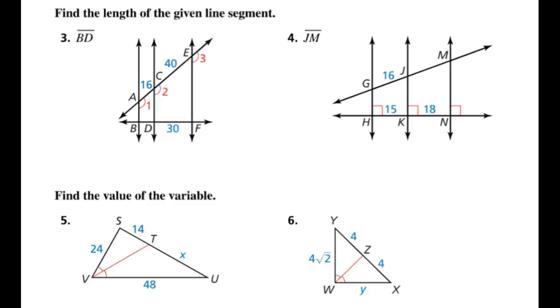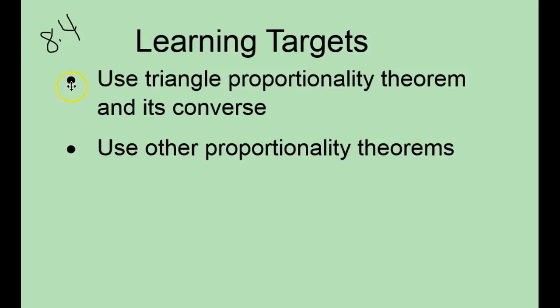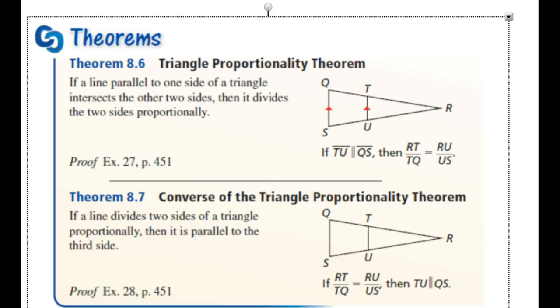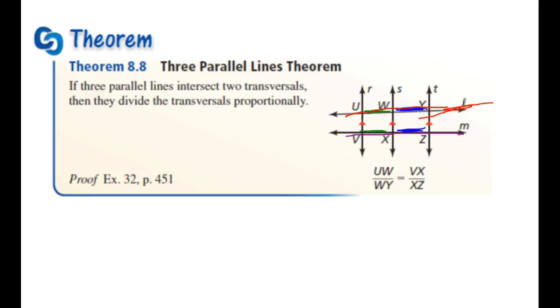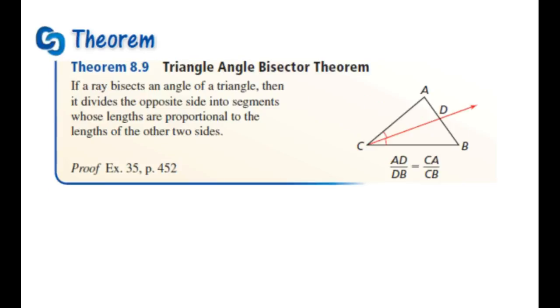So now we're going to look back at our learning targets. Our first learning target was to use the triangle proportionality theorem and its converse, and that's really where we're dealing with parallel lines inside my triangle and the proportions that it creates. Then the second learning target was to use other proportionality theorems, and that's where we looked at the three parallel lines and the proportions that they make, and then the triangle angle bisectors and the proportion that they make.